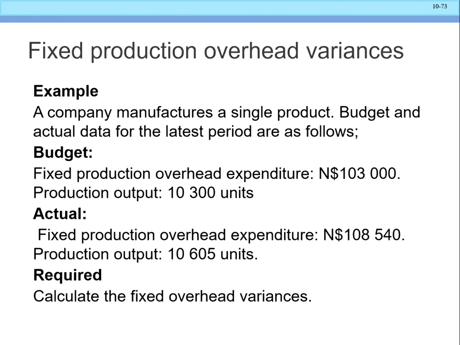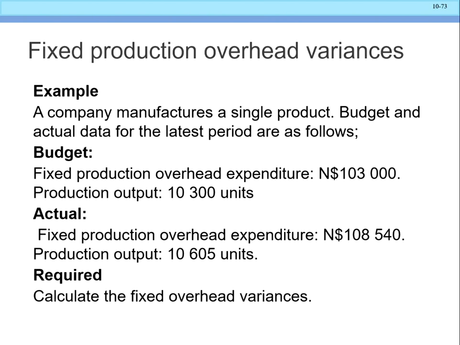So let's look at an example. A company manufactures a single product. Budget and actual data for the latest period are as follows. Fixed production overheads expenditure according to our budget is 103,000. Production output, planned production, is 10,300. Then actual production overhead expenditure was 108,540. The units produced were 10,605. Then calculate the fixed overhead variances. The two variances are the expenditure variance and the volume variance.